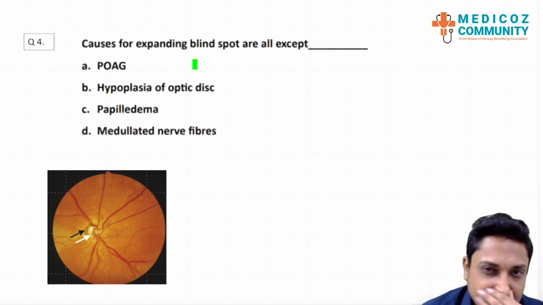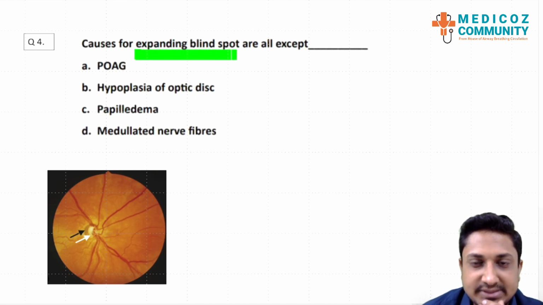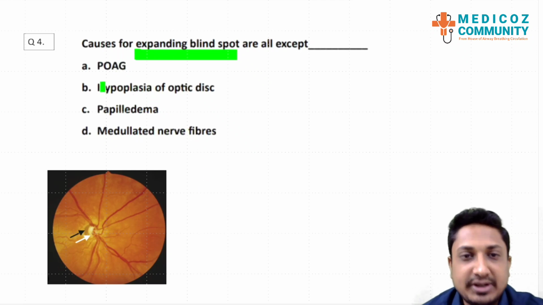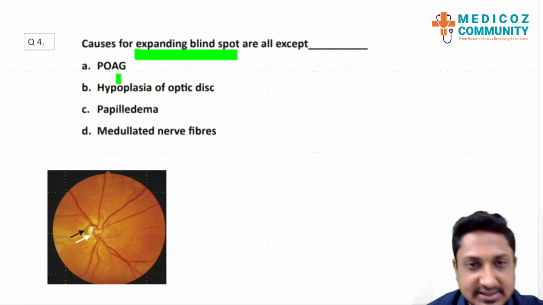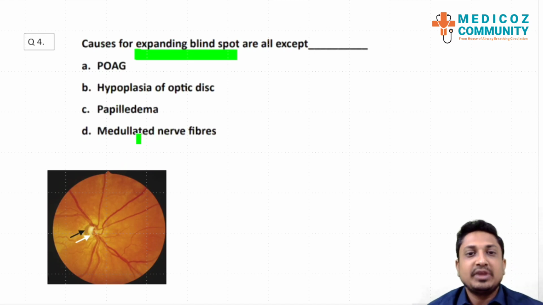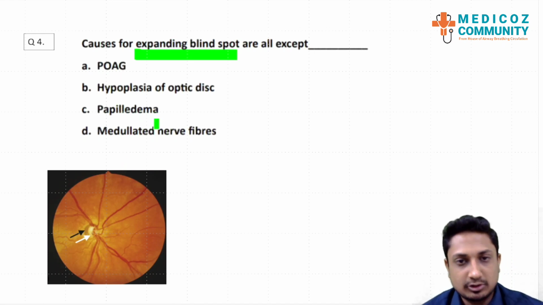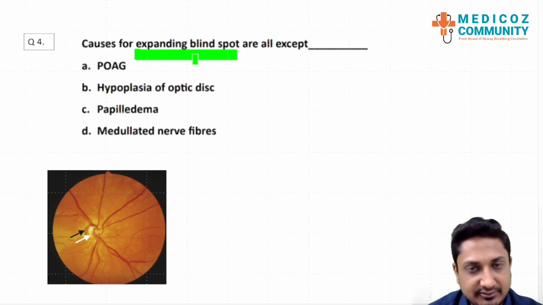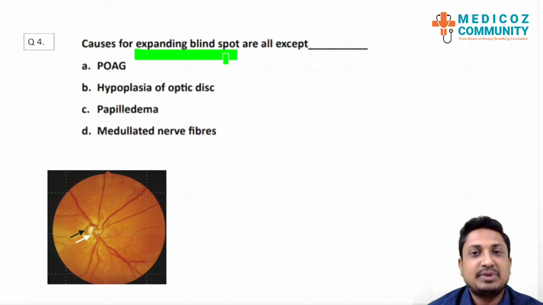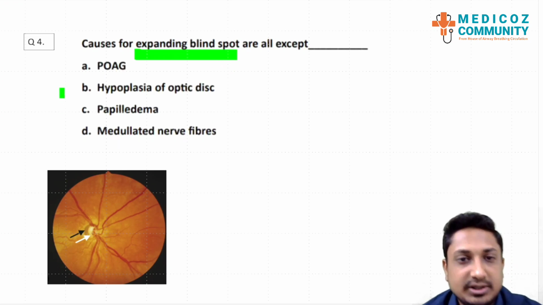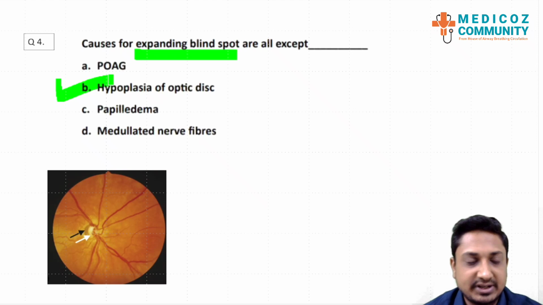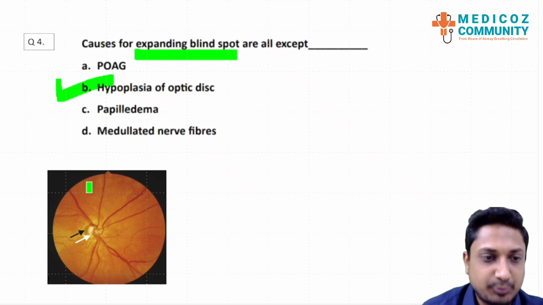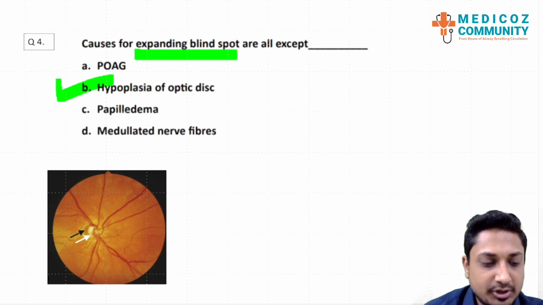Okay, it is very clear that expanding blind spot will be seen in perimetry. So which of the cases will need perimetry? It is definitely seen in POAG, that is primary open angle glaucoma. It is seen in papilloedema because it's sometimes neurological. Medullated nerve fibers, yes, they will present as expanding blind spot, but the answer here is hypoplasia of optic disc. Hypoplasia of optic disc will not present as expanding blind spot. So what is important for you to know here?